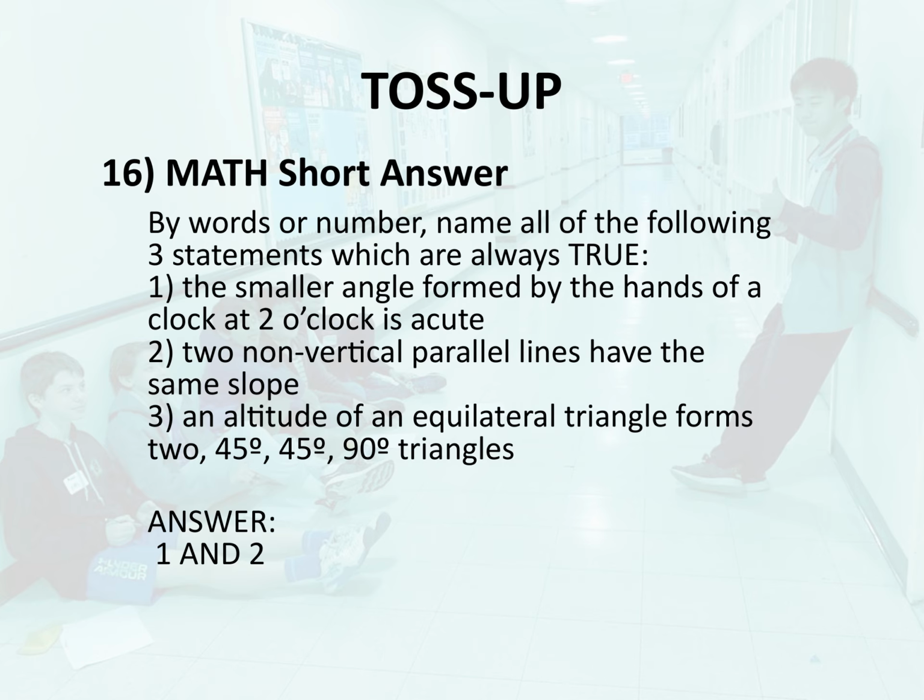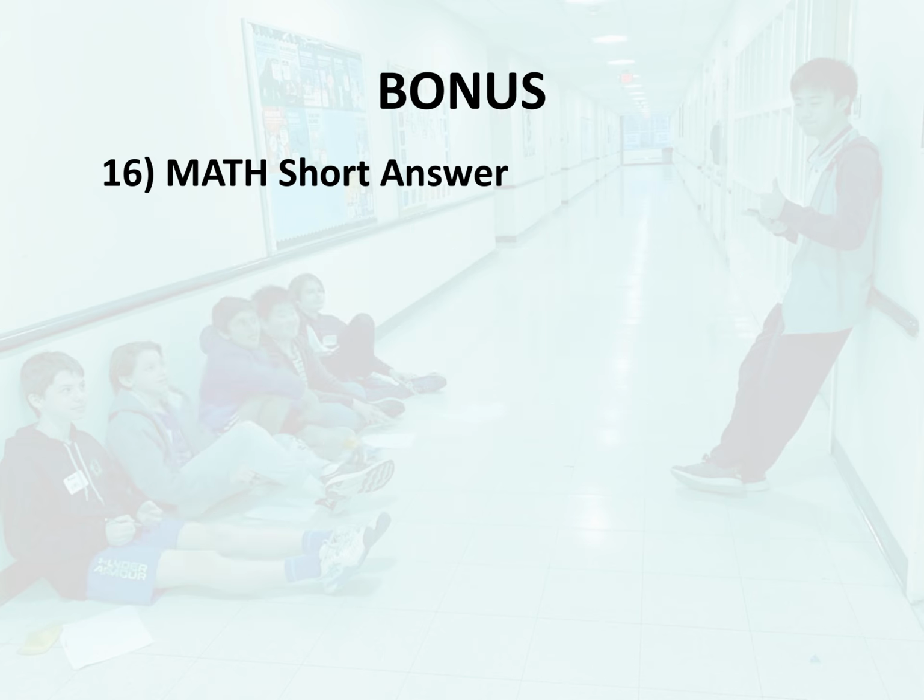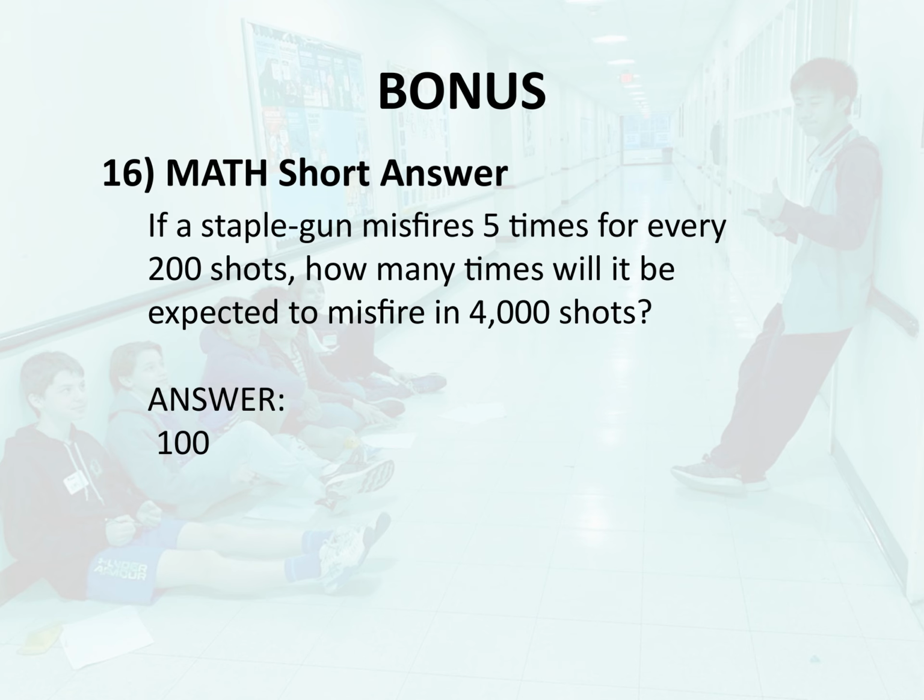Bonus 16. Math. Short answer. If a staple gun misfires 5 times for every 200 shots, how many times will it be expected to misfire in 4,000 shots? Answer: 100.